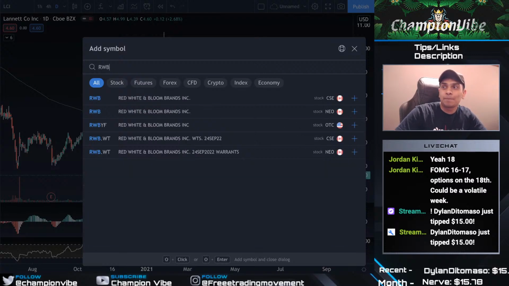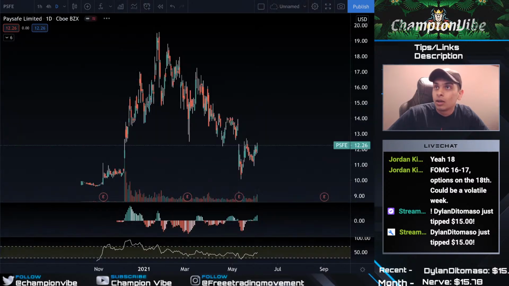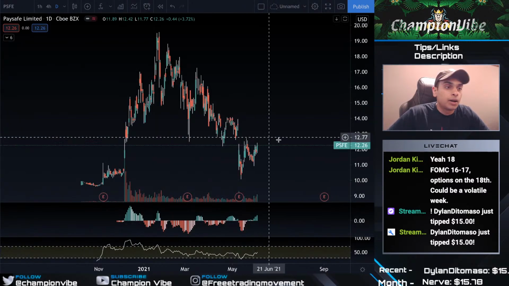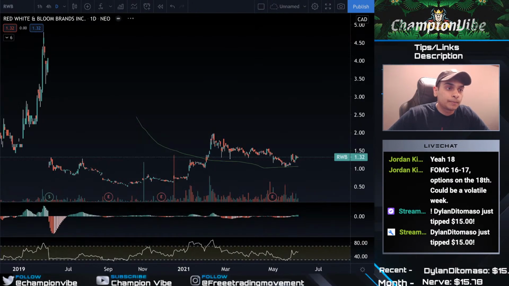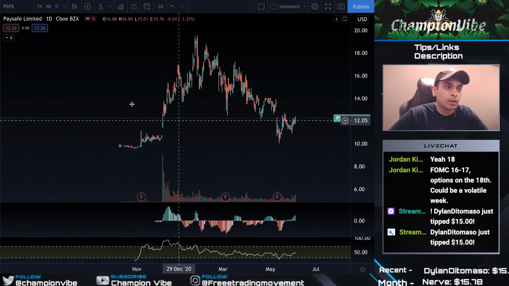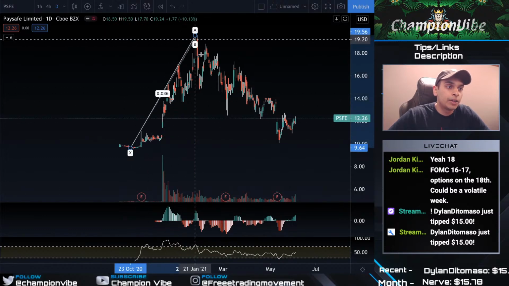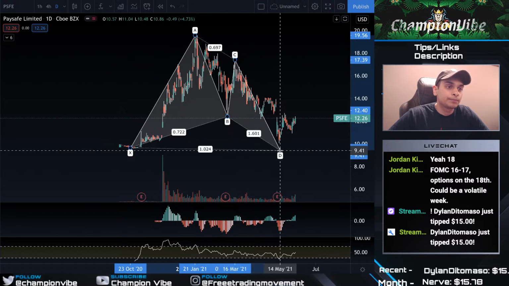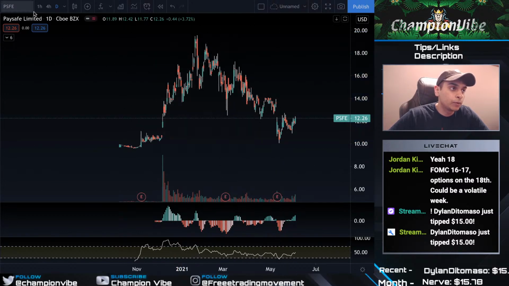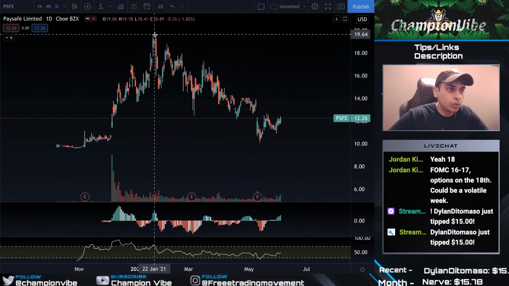RWB, RELA. So let's just take a look at these ones first. All right, in terms of the charts. Okay, the first one doesn't have that much data, so there's not much to work with here. I don't think it could be a harmonic either. It's not at a PCZ, so that's off the table for PSFE. The 4 hour doesn't even have that much data. This is really all I can do with PSFE.